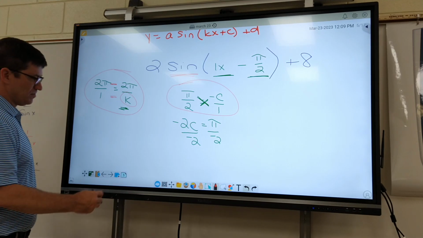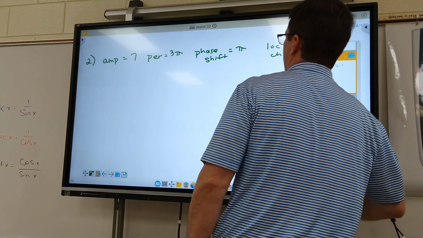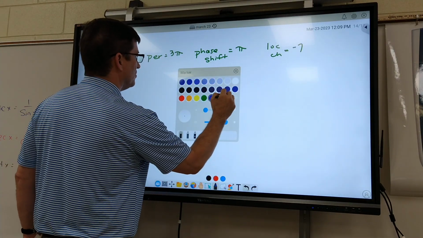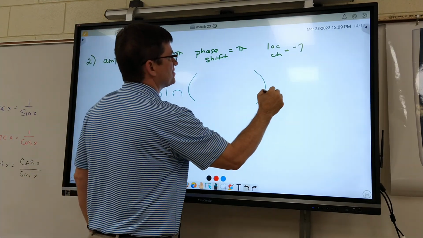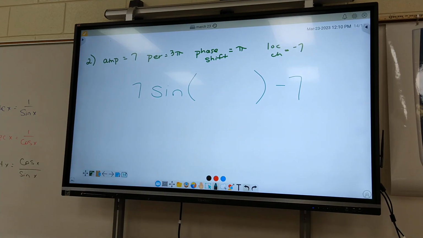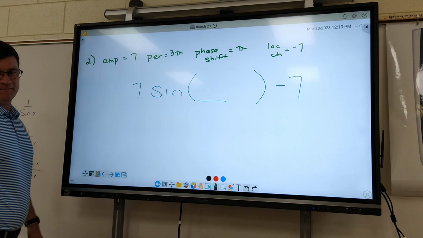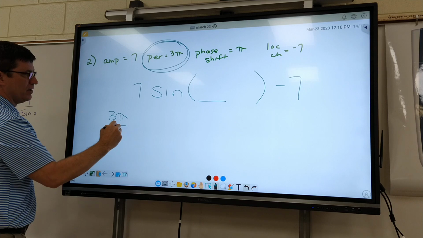All right, let's go to number 2. How are we going to start off number 2? We're going to start off 7 sine, in the parentheses, with a minus 7 on the end. Does everyone see where I'm getting these numbers from? Based on number 1, how did we find this first number? What do I bring down? Bring down whatever they have for period. In this case, it's 3 pi over 1.